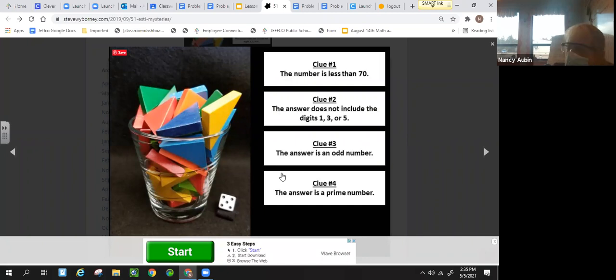What else could it be? Max, what do you think, Fox? I chose 29. Sawyer, what do you think? 49. Could it be? No, because 7 times 7 is 49, so it's not a prime number. What do you think? 41 cannot be because it has a 1, and it said the answer does not include the digit 1. What do you think, Evie? 27. Nope, because 3 times 9 is 27. It has to be a prime number.